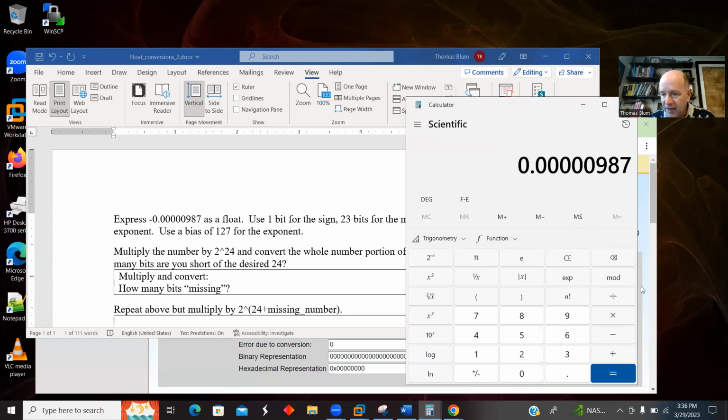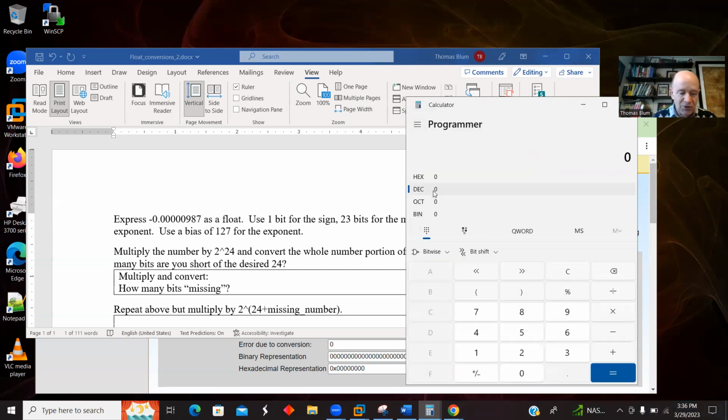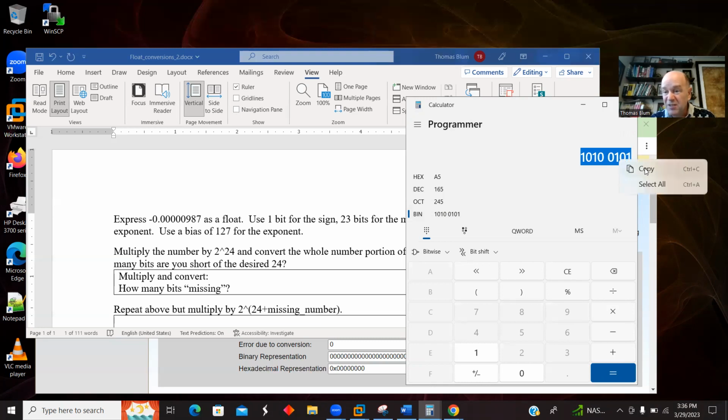So I'm going to multiply my fraction times 2 raised to the 24. I'm getting just 165 plus more, but I'm just going to start with the 165. I'm just going to truncate. Take my 165, go over to programmer mode in decimal, paste that in, and here's my answer in binary, and I'm using just 8 of my bits.